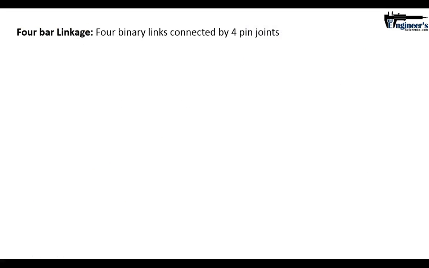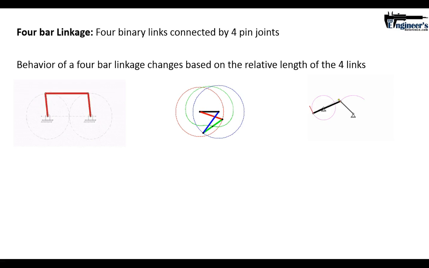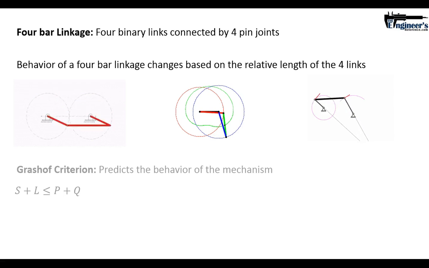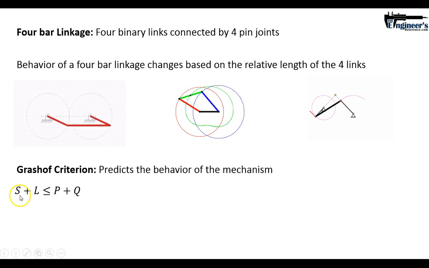So just to summarize everything up, a 4-bar linkage is just 4 binary links connected by 4 pin joints, 4 types of pin joints. The behavior of the 4-bar linkage is based on the relative lengths as well as the different types of configurations of the 4-bar linkage. So you can see here we've got different lengths and different configurations. And the Grashof criterion makes it possible to predict the behavior of the mechanism. And this is the Grashof inequality. The short link plus the longest link is less than or equal to the remaining 2 linkages.